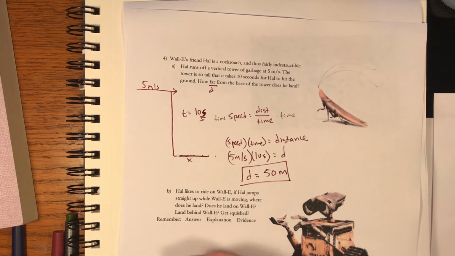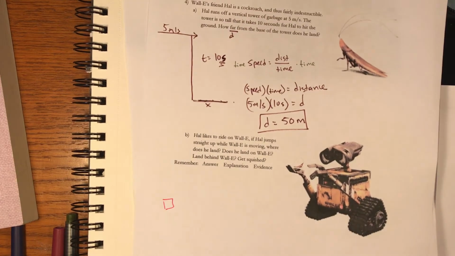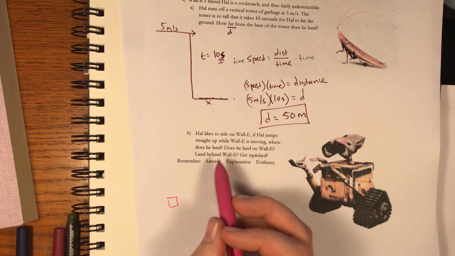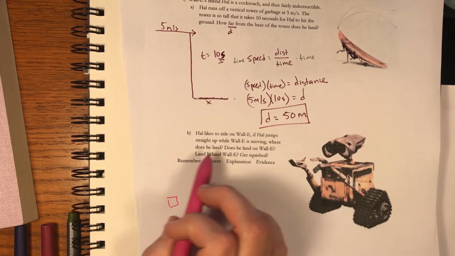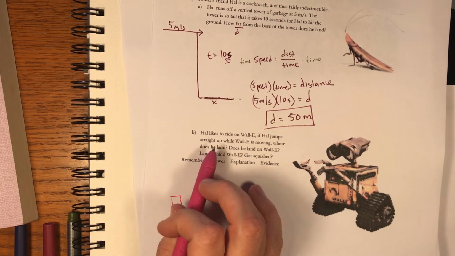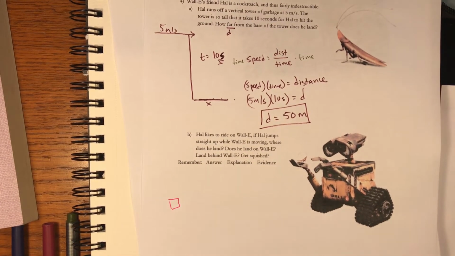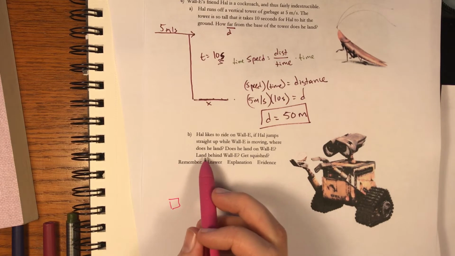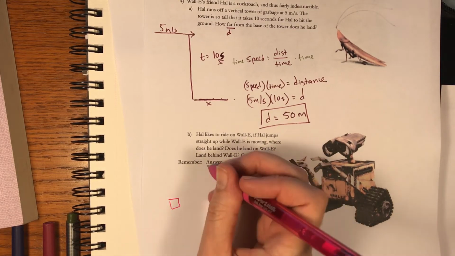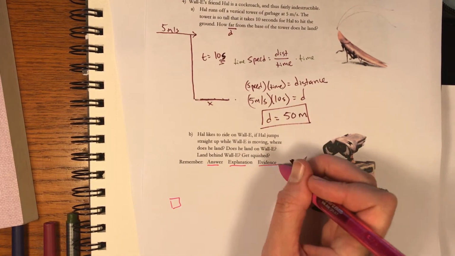Hal likes to write on WALL-E. So here's my very scientific WALL-E. Boom. Okay. If Hal jumps straight up while WALL-E is moving, where does he land? Does he land on WALL-E? Does he land behind WALL-E? Does he get squished? Give an answer, an explanation, and evidence.